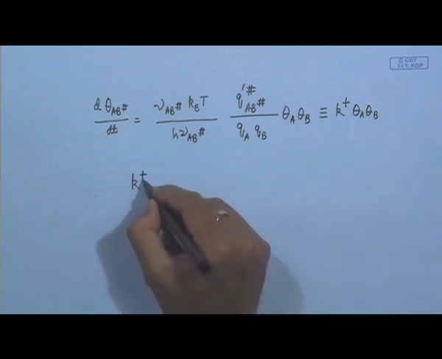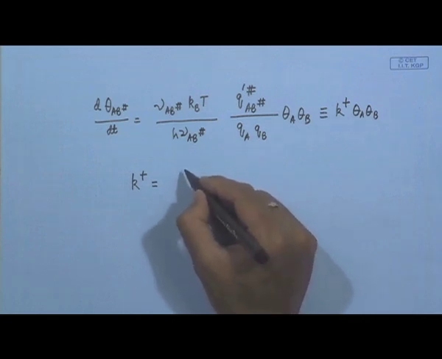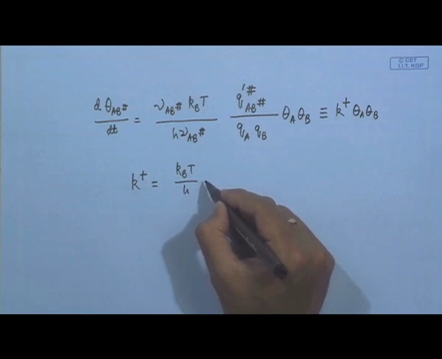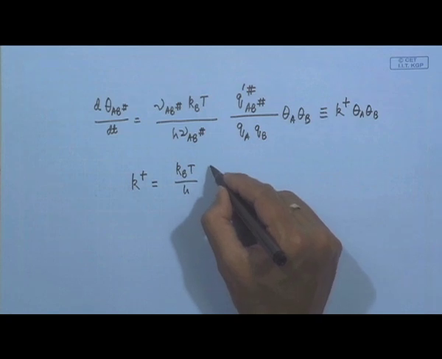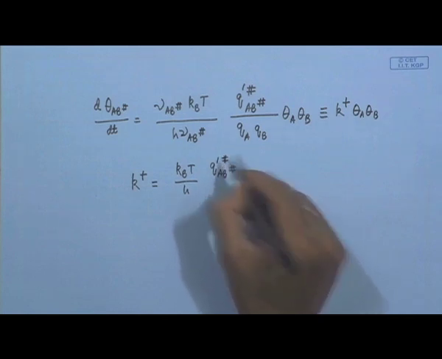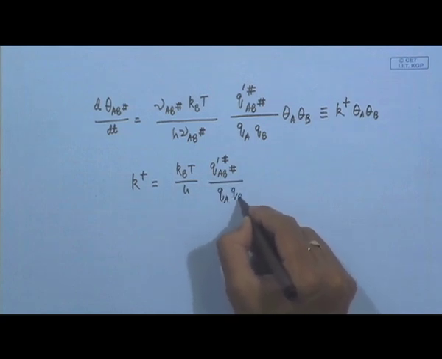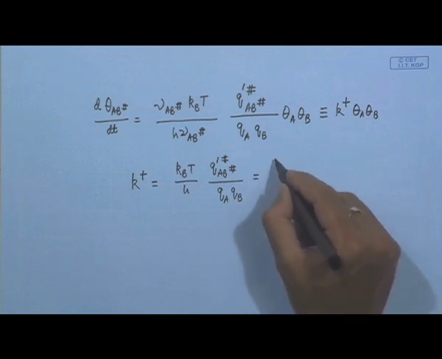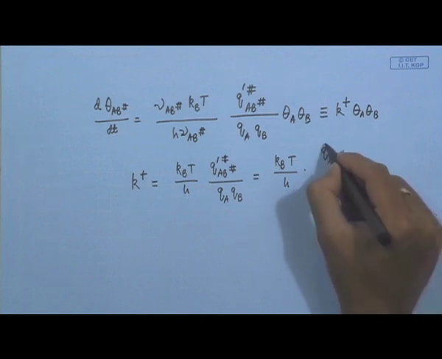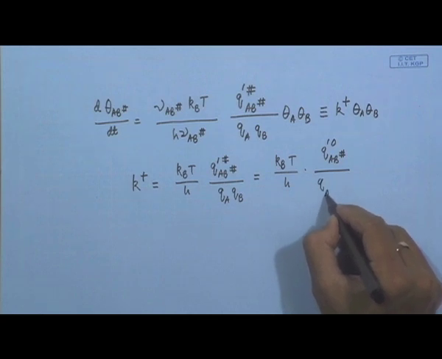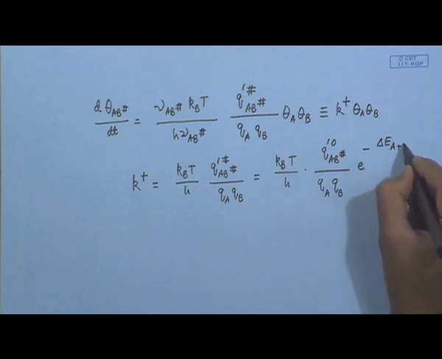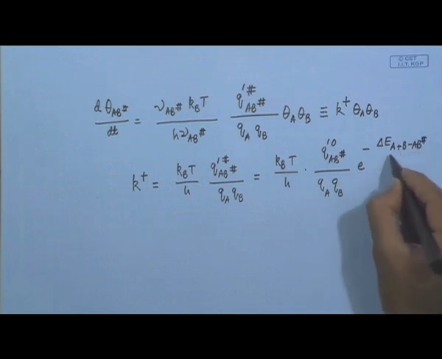So, basically K plus is equal to KB T divided by H into, because these two will get cancelled, Q AB primed divided by QA QB, which is equal to KB T by H times Q AB prime 0 divided by QA QB into exponential to the power minus delta E A plus B minus AB double dagger divided by KBT.